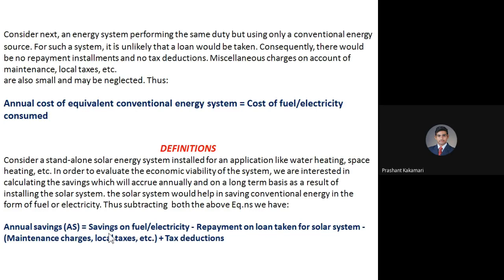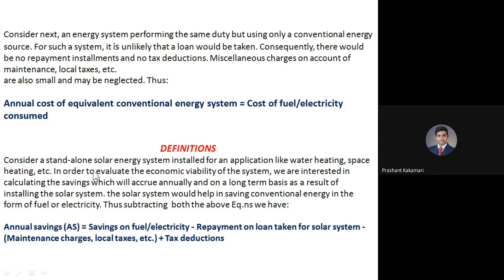Like, for example, savings on the fuel or electricity. Saving means, now I am telling you about solar energy I'm using, so I am going to save some conventional fuel or grid-connected electricity. How much is saved, minus the repayment on the loan taken for the solar system, minus the maintenance charges and local taxes paid, plus tax deduction. If you take the sum of all these different costs and it is positive, I can tell it is a savings in annual.